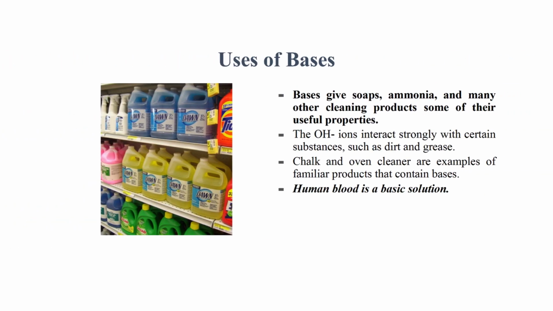Now, just like acids, bases are incredibly useful. Let's discuss their uses. Bases give soaps, ammonia, and many other cleaning products some of their useful properties. The OH- ions interact strongly with certain substances, such as dirt and grease, making them so effective. Chalk and oven cleaner are examples of familiar products that contain bases. And here's a fascinating fact about our own bodies: human blood is a basic solution.